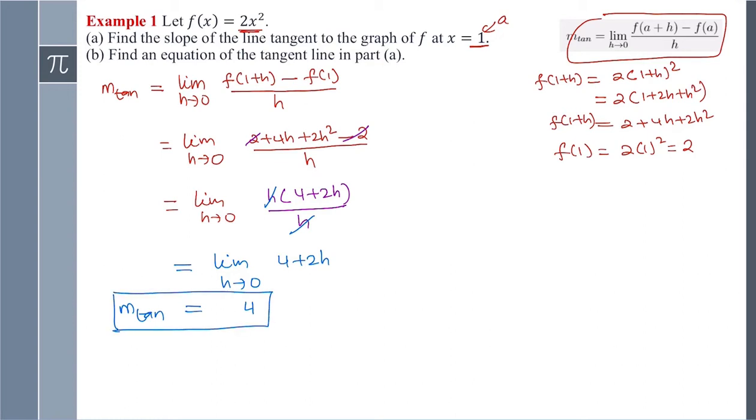We don't have to approximate anything here. We didn't get 3.999 and we didn't make a guess saying that, oh, the slope is 4. Instead, we got the exact slope. Now, this is the slope of the tangent line. So that is part A of the question.